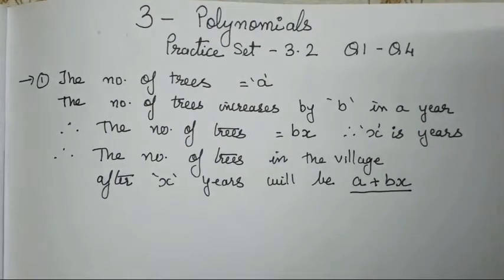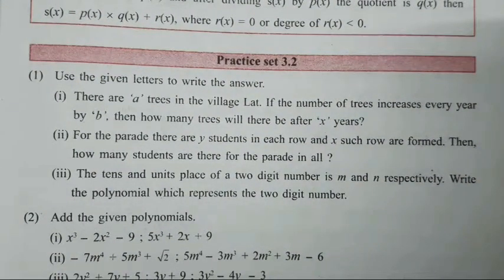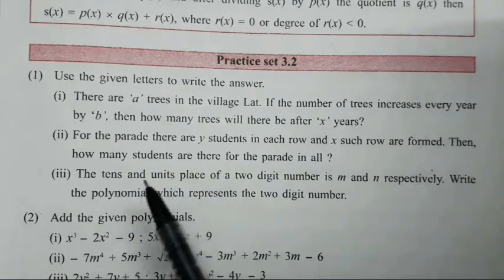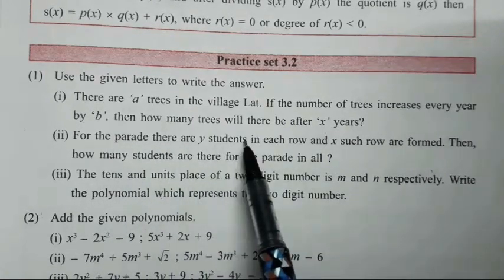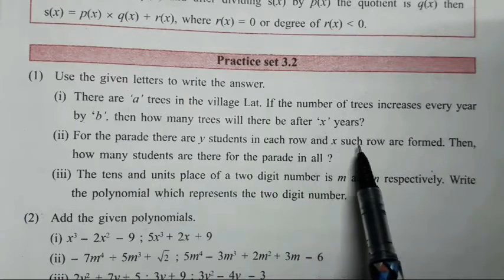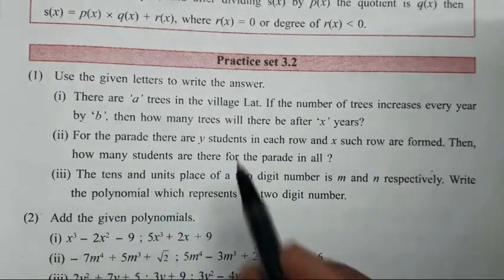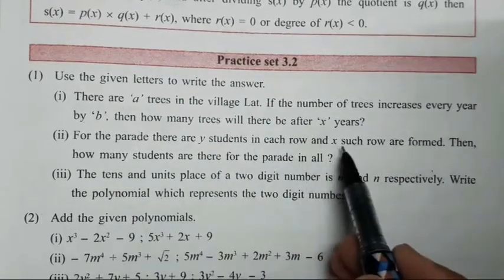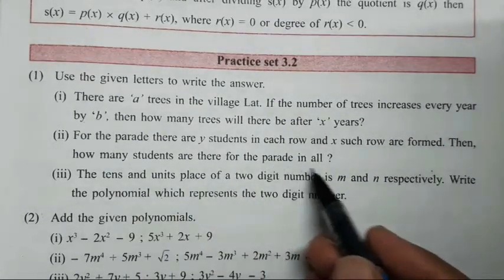Let's solve the second one. It is very easy, children. You all have to only write the alphabets and form an equation understanding the question. For the parade there are Y students in a row and X such rows are formed. Okay, so in a parade there are Y students in each row and X such rows are formed. So X is supposed to be the rows and Y is supposed to be the students. Then how many students are there for the parade in all?